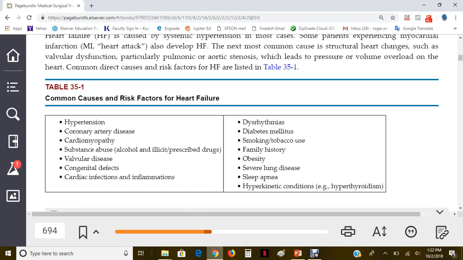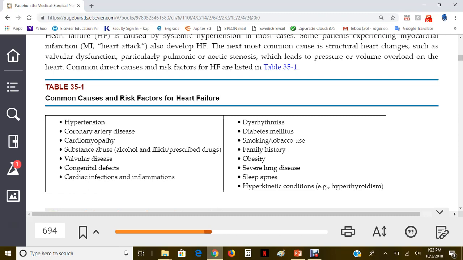Cardiomyopathy, which is discussed at the end of chapter 35, is either a congenital or an acquired disease of the heart. I think there are two major types of cardiomyopathy. There's a dilated and a restrictive cardiomyopathy. Anyway, we'll discuss this toward the end of the chapter. Substance abuse, alcohol increases preload. They cause vasoconstriction. Illicit drug use, mostly these drugs are stimulants, so they do increase afterload as well as increase heart rate, which increases oxygen demand.